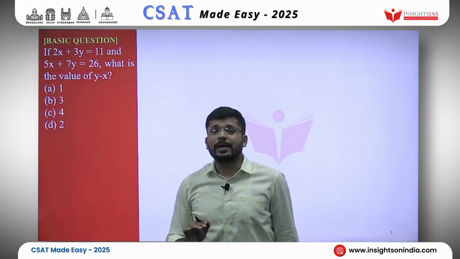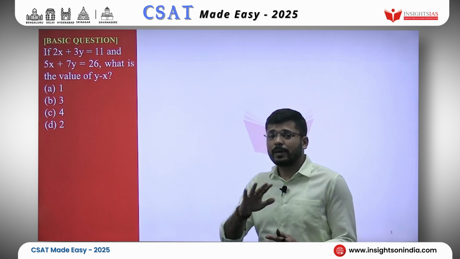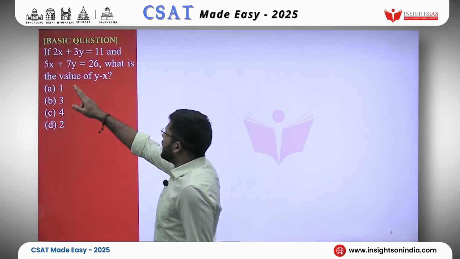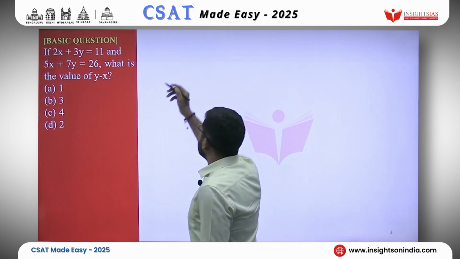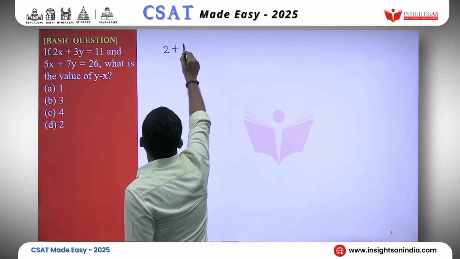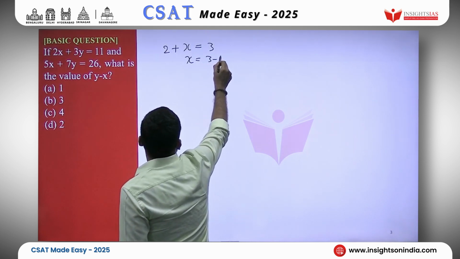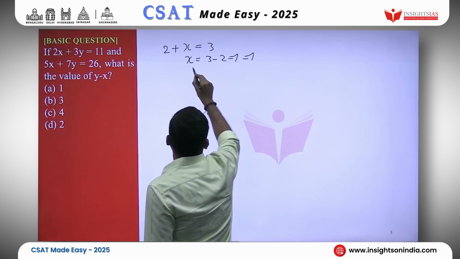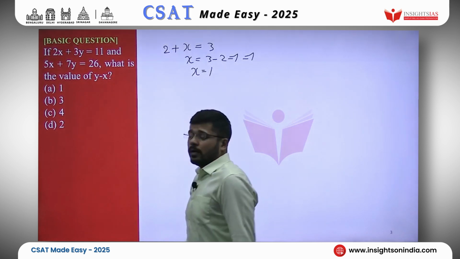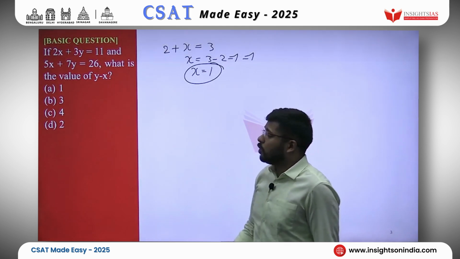This is simultaneous equations. What are simultaneous equations? Simultaneous equations are equations which have more than one variable. If there were an equation 2 plus x is equal to 3, then x would be 3 minus 2, that would be 1. There is no problem there. So x would have a unique value 1.